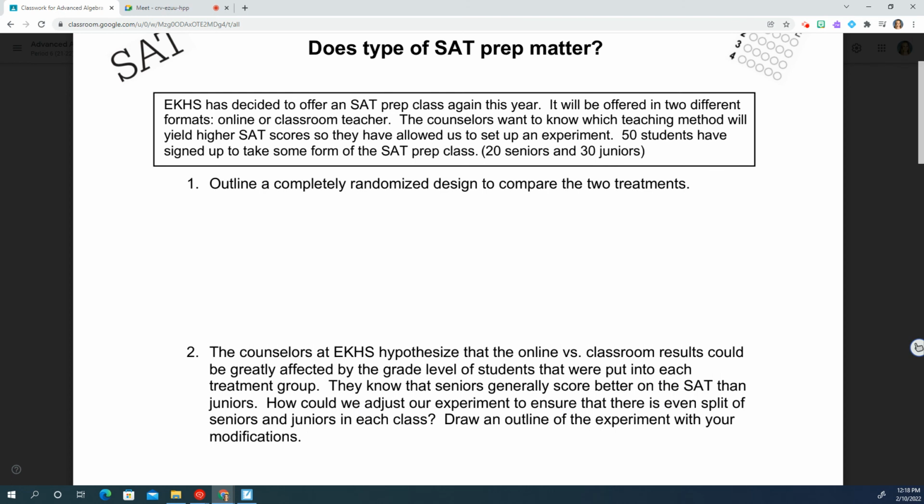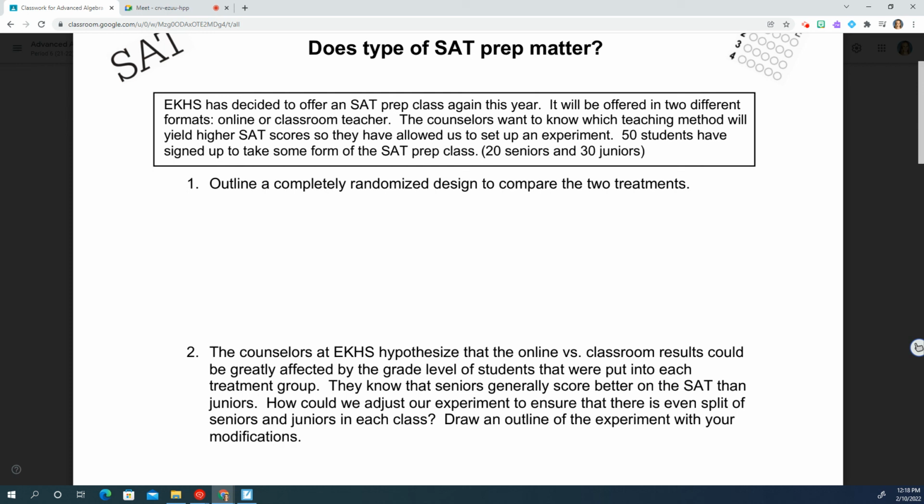experiment. We have 50 students that we get to experiment with. They've all signed up to take some form of the SAT prep class. 20 seniors and 30 juniors. Okay. Outline a completely randomized design to compare the 2 treatments.